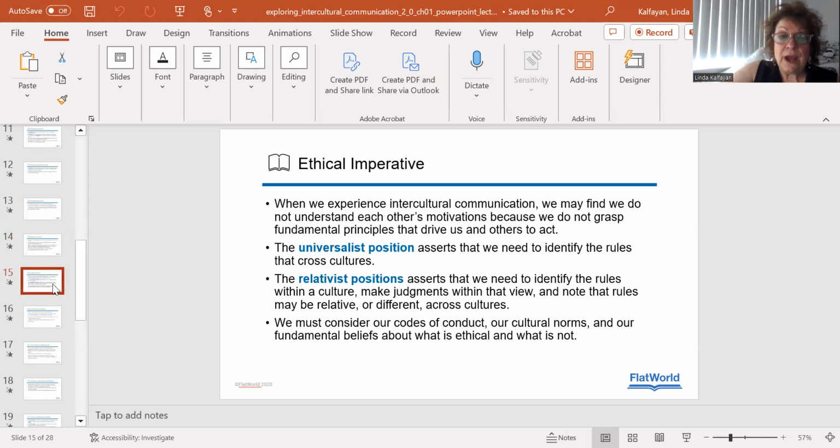Okay, so the last one is ethical, I believe. Oh no, we had one more. I'm trying to get everything in on this. We may have to end this part one here.